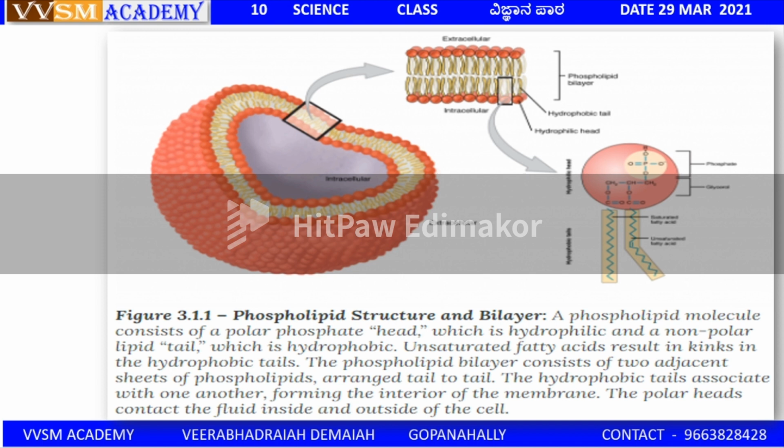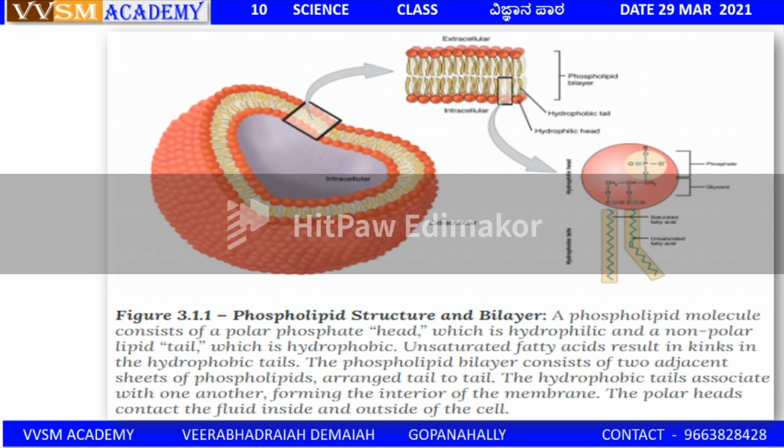Bi means two layers. A phospholipid molecule consists of a polar phosphate head, which is hydrophilic, and a non-polar lipid called a tail. The polar phosphate head is hydrophilic, while the tail is hydrophobic. Unsaturated fatty acids result in kinks in the hydrophobic tails.